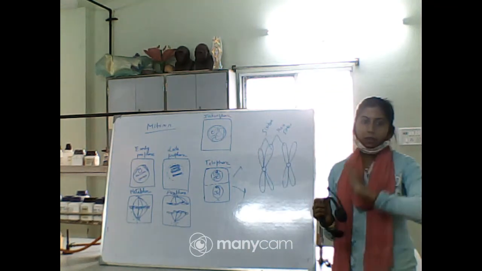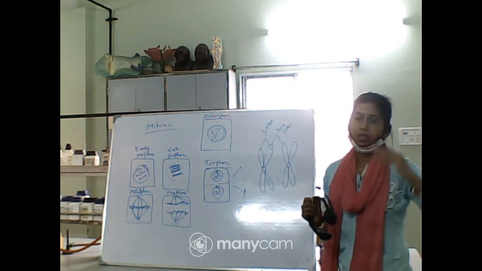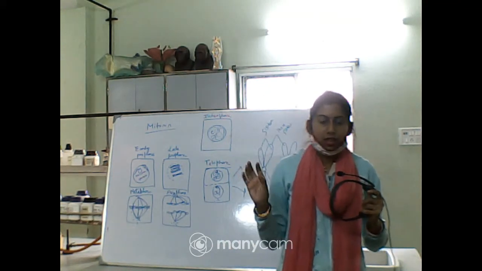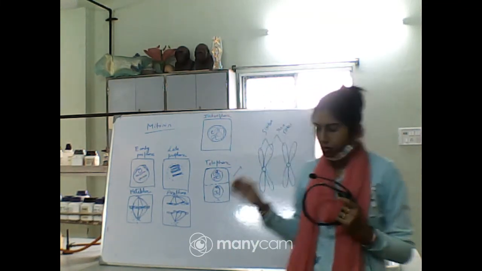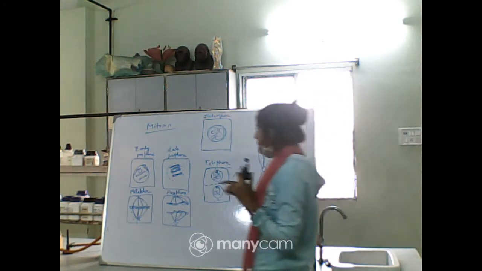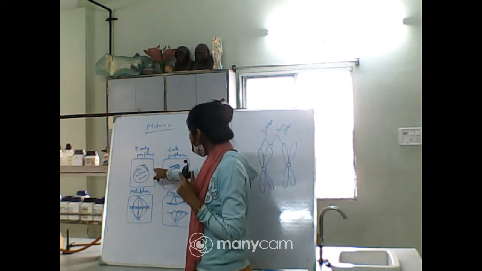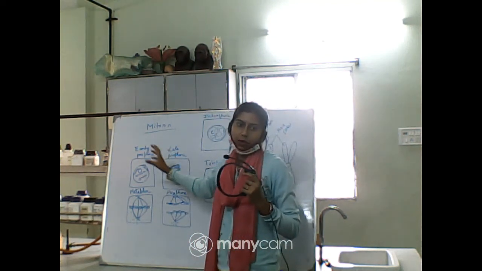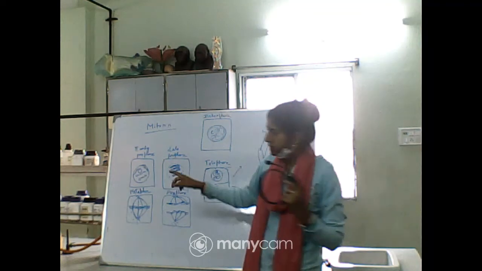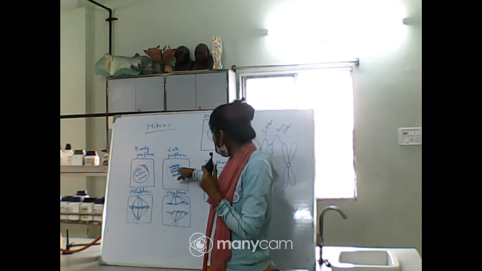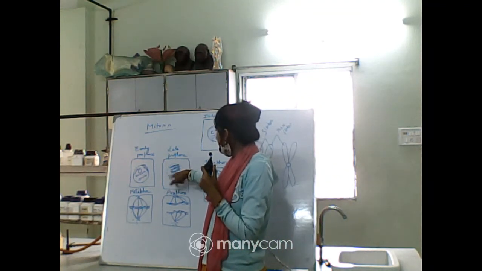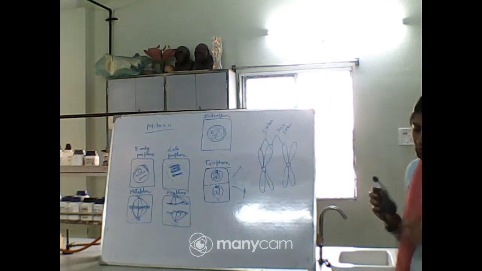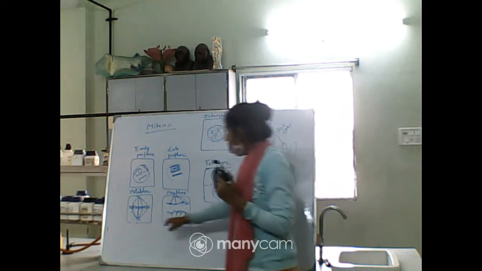So each chromosome consists of two chromatids and a centromere. In early prophase the nuclear membrane and nucleolus start to disappear, and at the end of prophase they disappear completely. You can see that at the end of prophase there is no nucleus and no nuclear membrane.